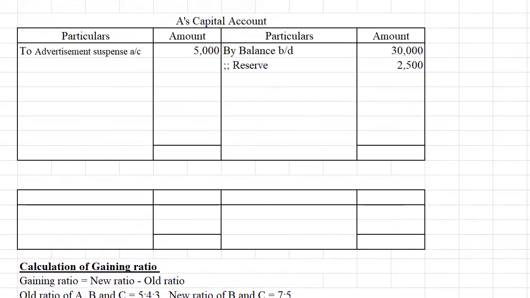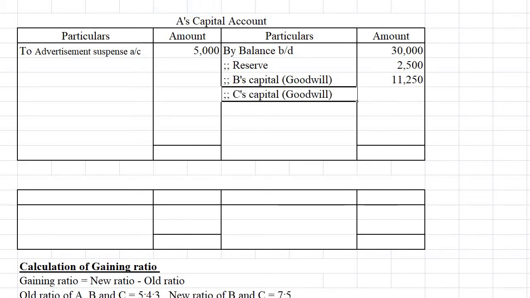So let us write that by B's capital. You can write 11,250. So if you want, you can write in bracket goodwill for understanding purpose. Then C's capital also 7,500. That is written.